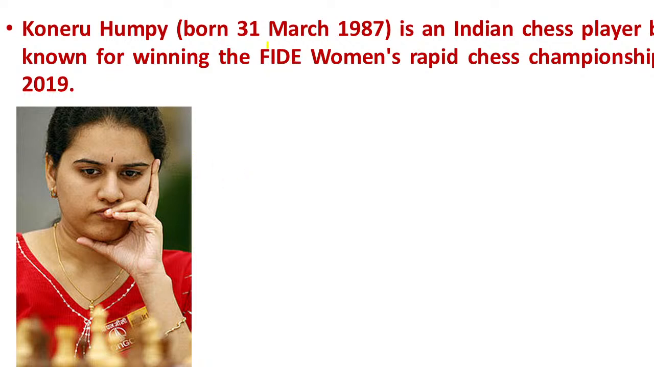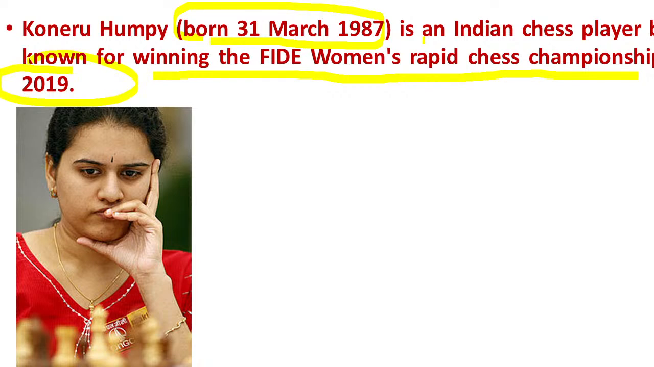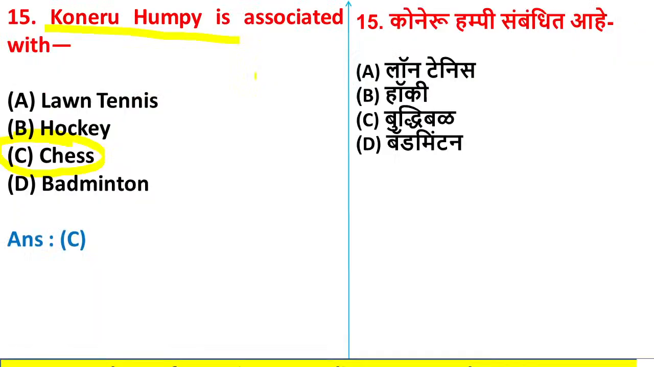Koneru Hampi was born on 31st March 1987. She is an Indian chess player. She was best known for winning the FIDE Women's Rapid Chess Championship in the year 2019. Yes, please try to remember Koneru Hampi, the winner of the FIDE Women's Rapid Chess Championship in 2019. Yes, I believe it is clear. Yes, Mamata, C is the correct answer, chess.